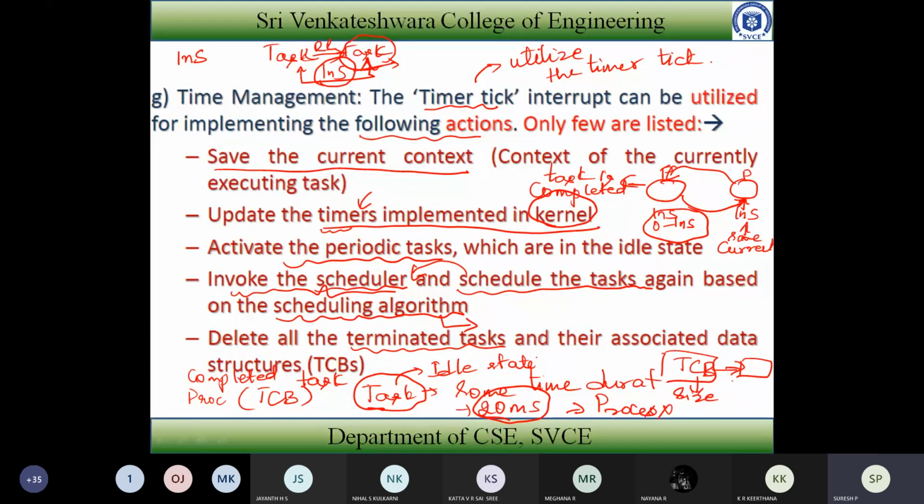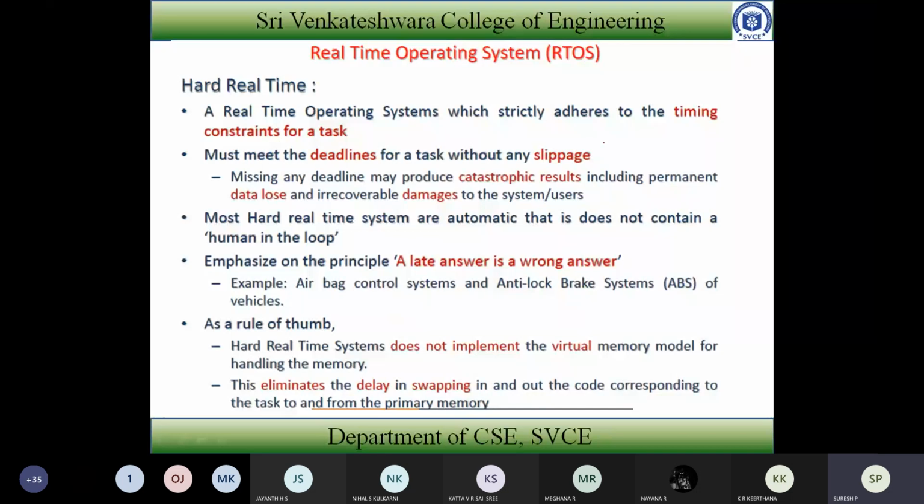At the last, when your particular task is completed, we have to delete all the terminated tasks, and after deleting them, also the associated data structures which you were using related to that task. So even that I have to terminate. That will be taken care of by the time management of the process. Now after that, we come to your normal real-time operating system.